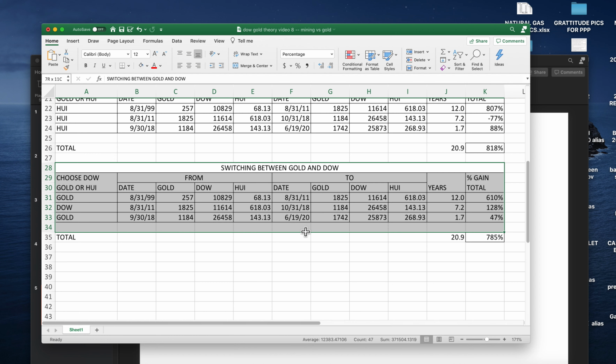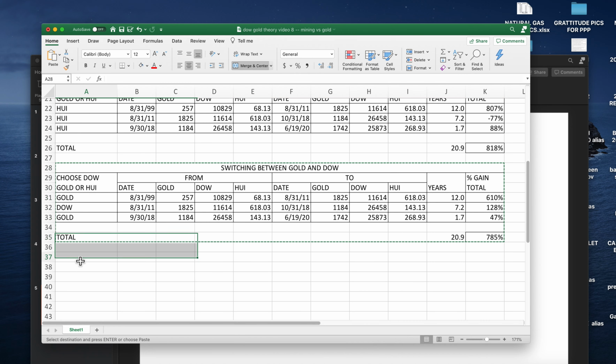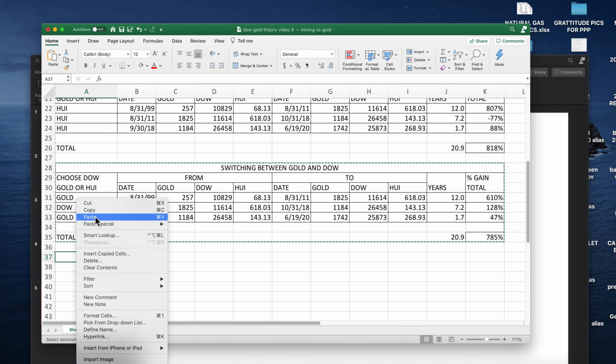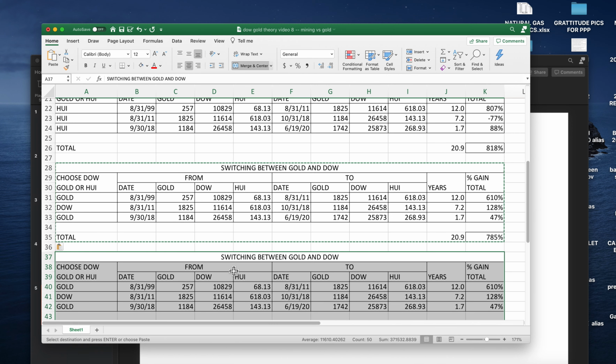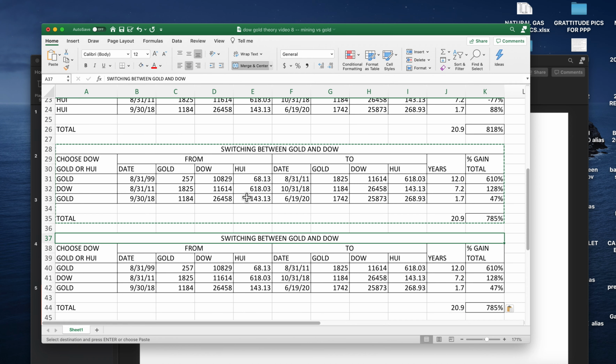Now we'll do switching between gold and HUI, and this should be better. Just staying all in on the HUI is better. But like I say, it's not advice. I'm not promoting the HUI or mining. There's a lot of other reasons.